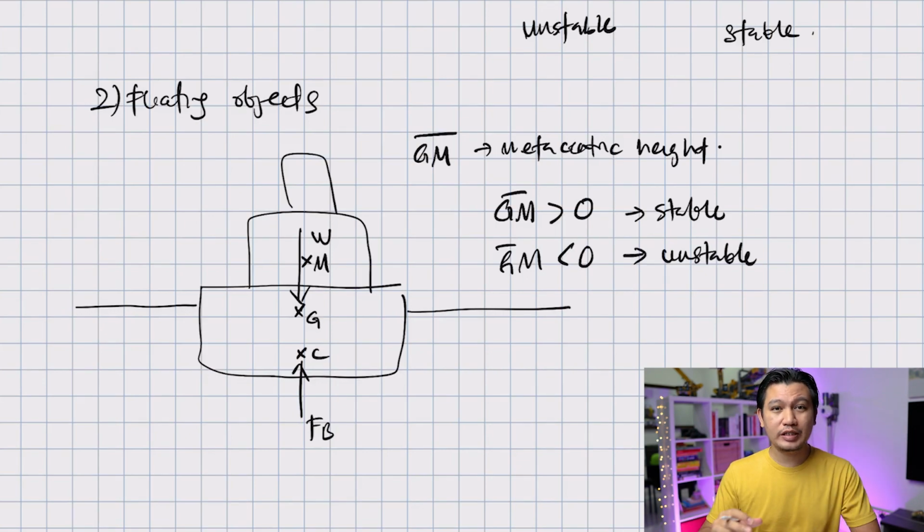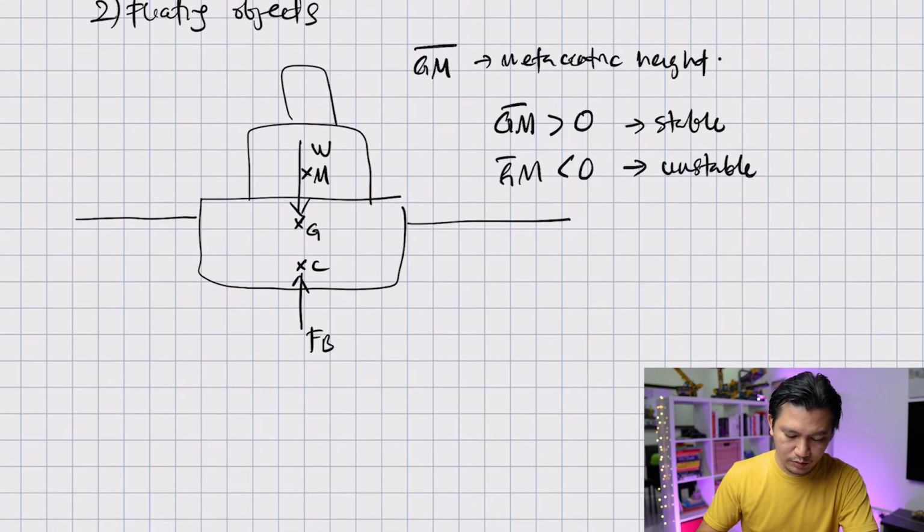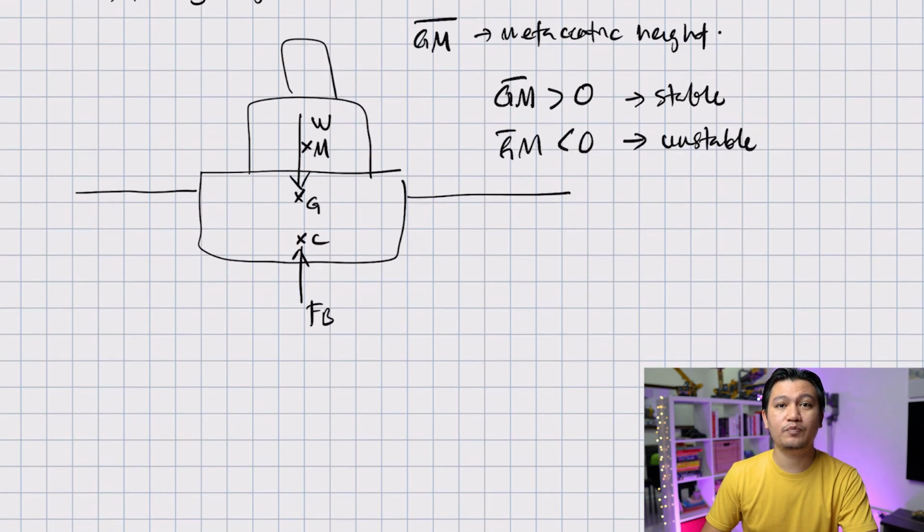Now, what it means physically when GM is positive is that M is on top of G. If M is below G, then it becomes a negative GM, which means that the body will be unstable. So let's see an example of what happens to the ship if GM is positive.